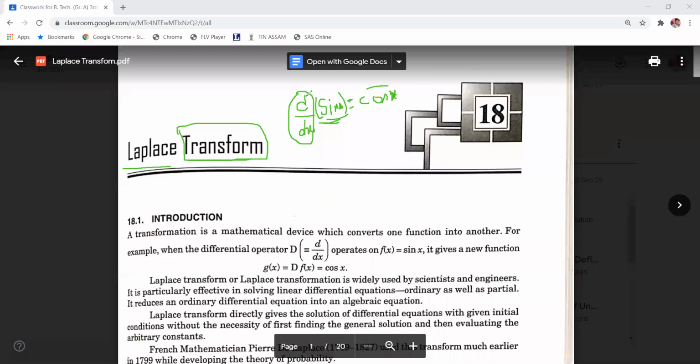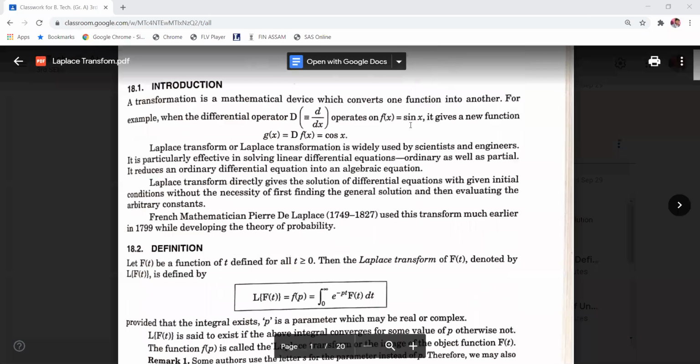This also you can say is a transformation. So this is nothing but an operator, the differential operator. So you are operating this differential over some function, then that function is changed to some other function. So that is the transformation. So in that way, now come to the Laplace transform.